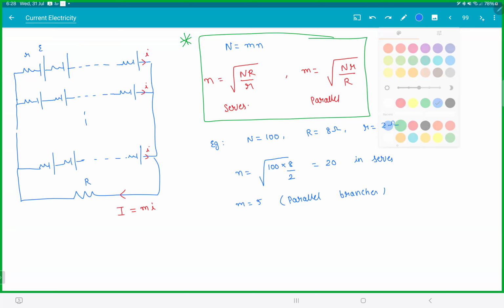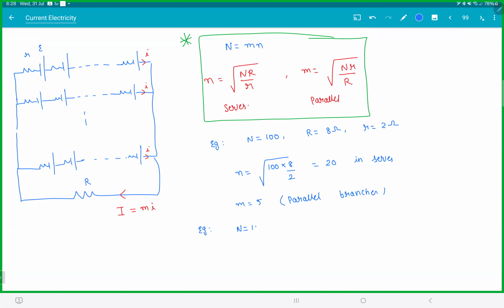Now in this, something like this can happen. What if you have n is 100, r is 27, and small r is 3 ohms? Now what will happen? Now we get n is equal to 30. Now how will we do? You can't have 30, right? Because m will come in fractions.